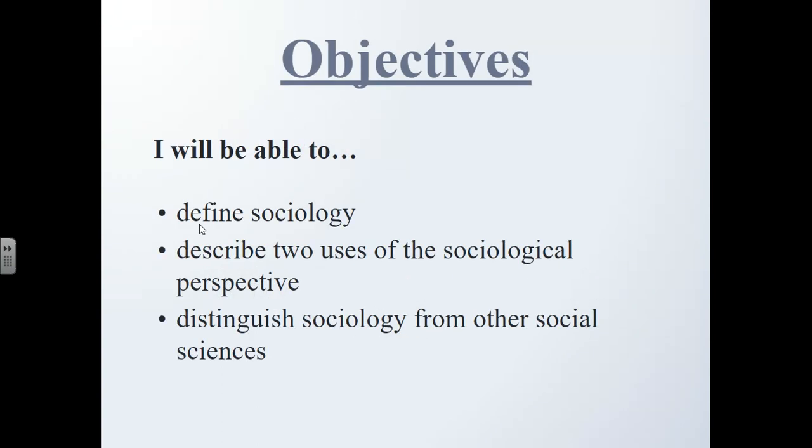All right, so let's look at the objectives of what you should be able to do after today. First off, you're going to be able to define sociology, what that is by definition. Describe 2 uses of the sociological perspective. We're going to tie this idea of sociological perspective with your sociological imagination, which will become a little bit more clear here in a few slides. And then look at the field of sociology, so distinguish sociology from other social sciences. That will also be clear as we move forward.